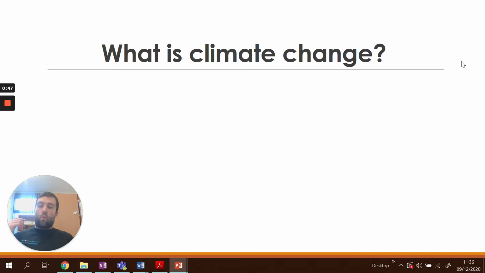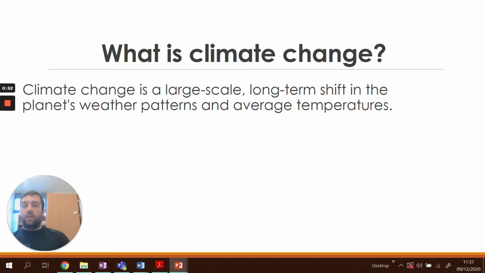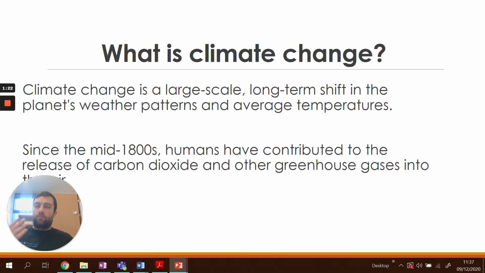So, first of all, what is climate change? Because it's got various different names depending on who you listen to. Climate change is the large-scale, long-term shift in the planet's weather patterns and average temperatures. Day to day the weather might change, particularly in Scotland. It can be snowing in the morning, sunny in the afternoon and raining in the evening. That is not climate change, that is just changing weather. Climate change is large-scale, over entire continents and countries, and long-term, so you're talking about hundreds of years, changing the planet's weather patterns and average temperatures.